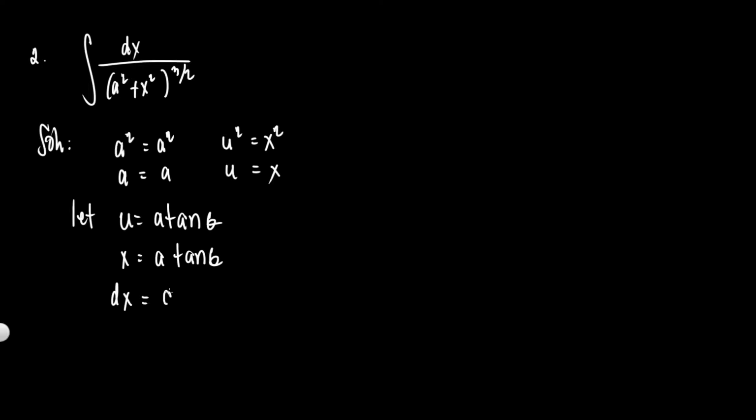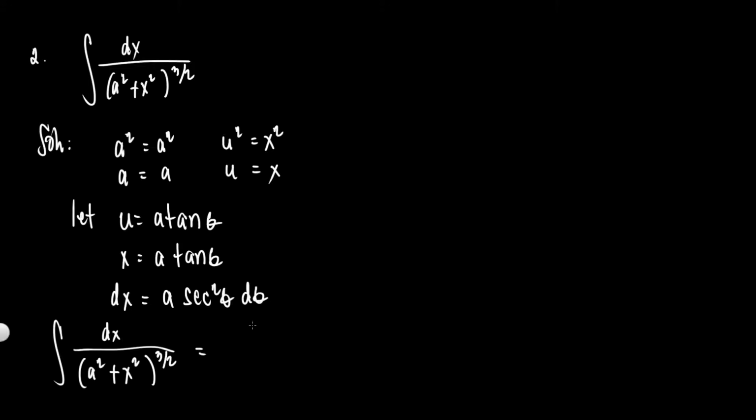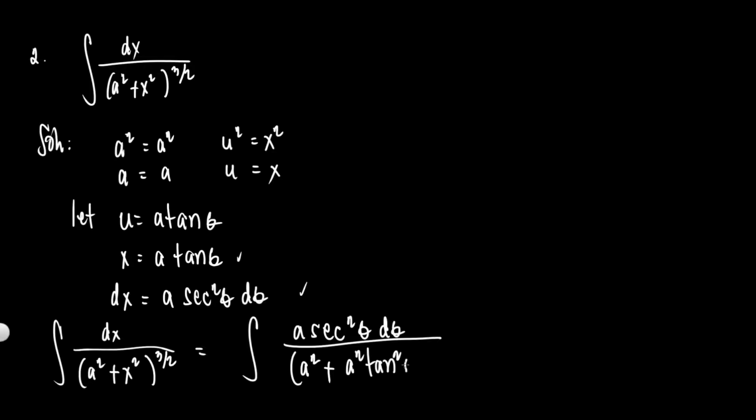Differentiate. So, dx is equal to a times the derivative of tangent theta, which is secant squared theta d theta. Then, substitute. So, the integral of dx over quantity a squared plus x squared raised to 3 halves equals, again, substitute. What is dx? dx is this. So, a secant squared theta d theta over a squared plus x squared, so a squared tangent squared theta, then raised to 3 halves.